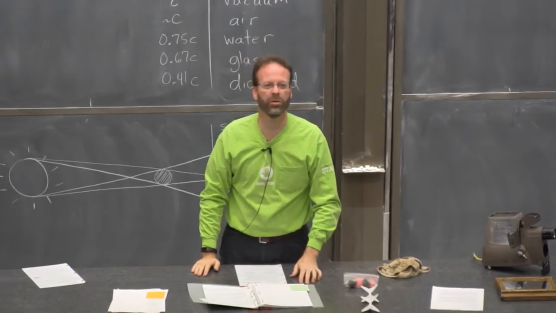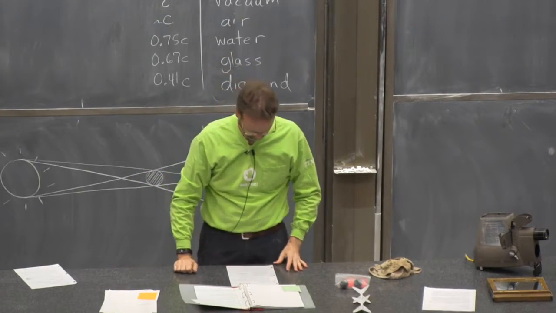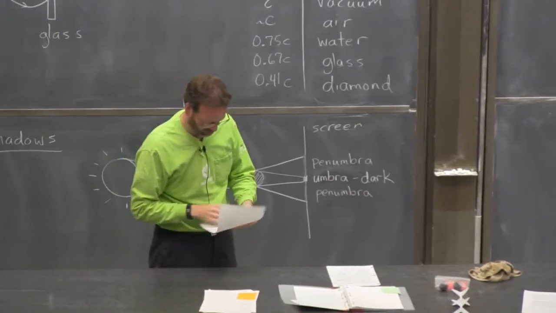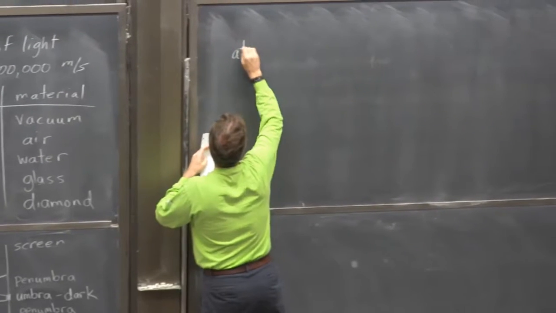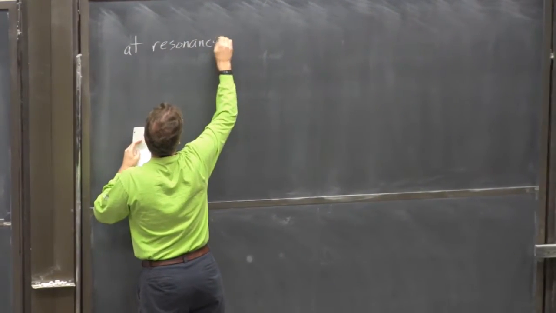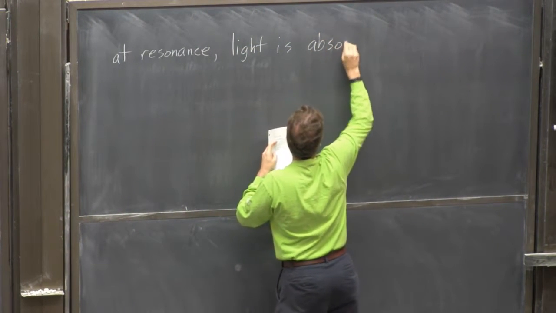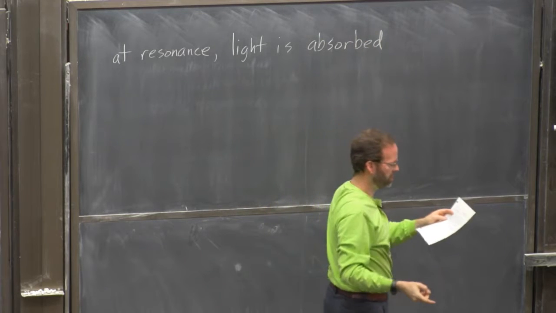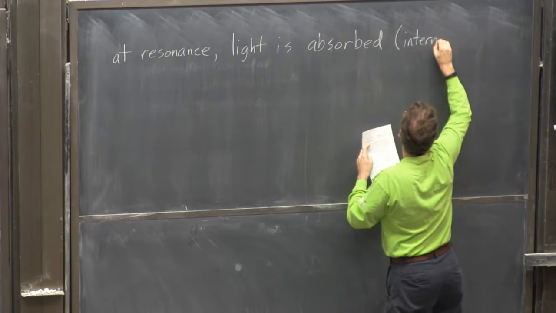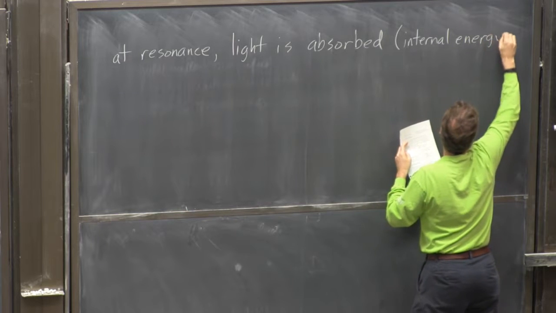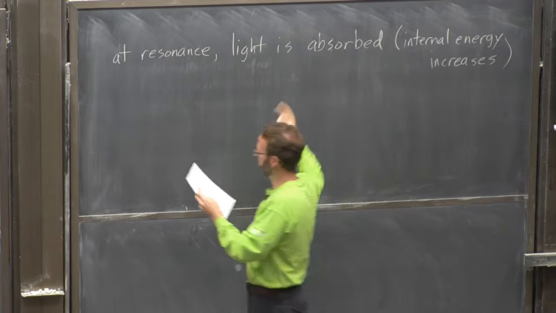If you remember your chemistry with electrons orbiting energy levels and different orbit levels, it's that idea. Let's make a little table here. So, at resonance, light is absorbed because the driving frequency matches the resonant natural frequency. Thus, the internal energy increases. Otherwise, where did that energy go? It was absorbed by the material.